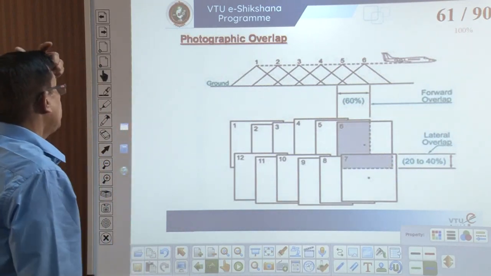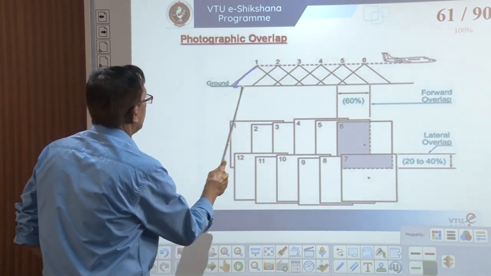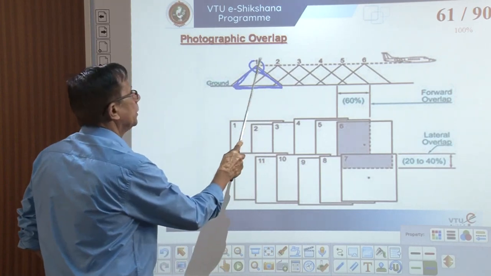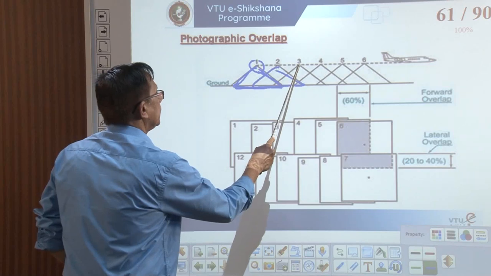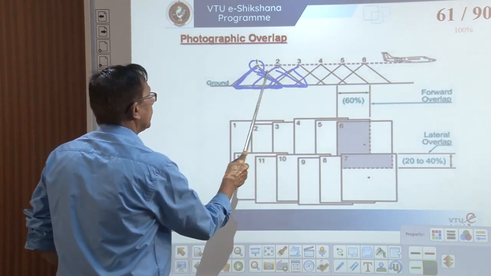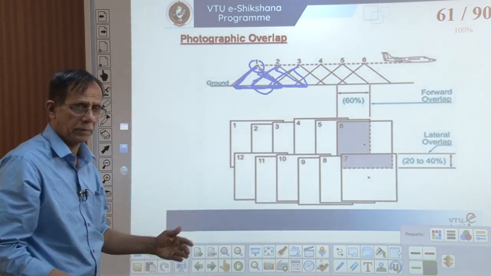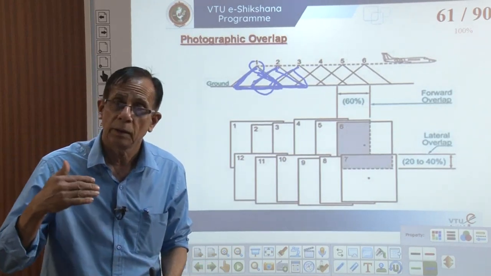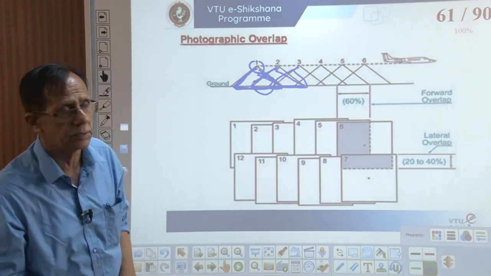Now, what exactly is photographic overlap? Say, for example, when this is my camera position, this is the area I capture. When my camera position is here, this is the area I capture. Third, this is the area I capture. This is the first photograph, this is the second photograph. This part is the overlap. That is the effective area for me to study and understand the three-dimensional view and make quantitative measurements.